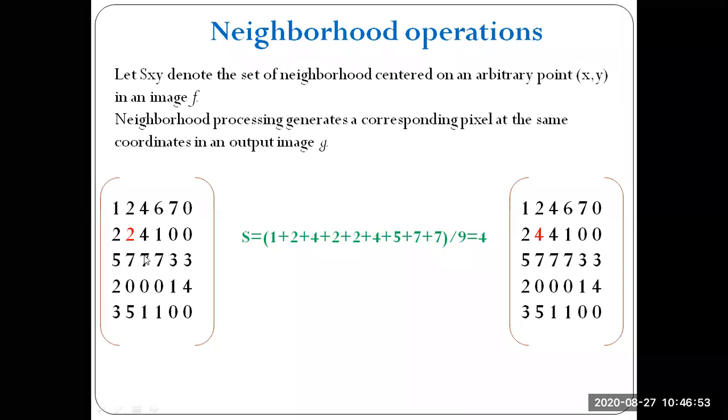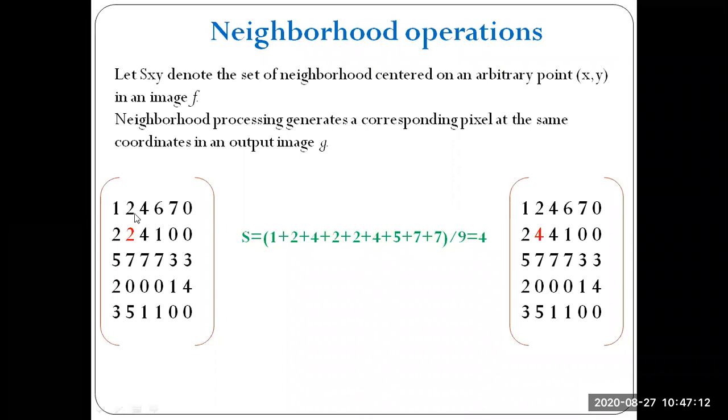Let us consider the red color 2 as the arbitrary point xy. What are the remaining digits? 1, 2, 4 are neighborhood, 2 is also neighborhood, 4, 5, 7, 7 are also neighborhood. Here I am considering a 3 by 3 set. What is Sxy? Sxy is nothing but the neighborhood. I am considering a 3 by 3 neighborhood, where the center is 2, and the neighborhood is 2, 4, 2, 4, 1, 5, 7, 7. That is your set value.